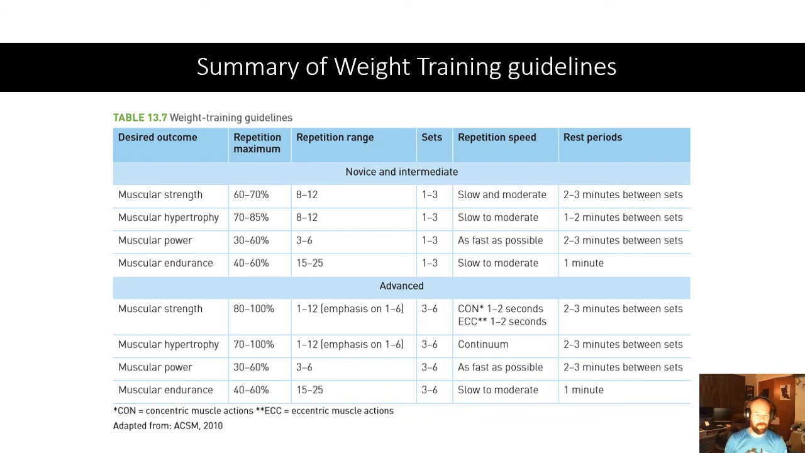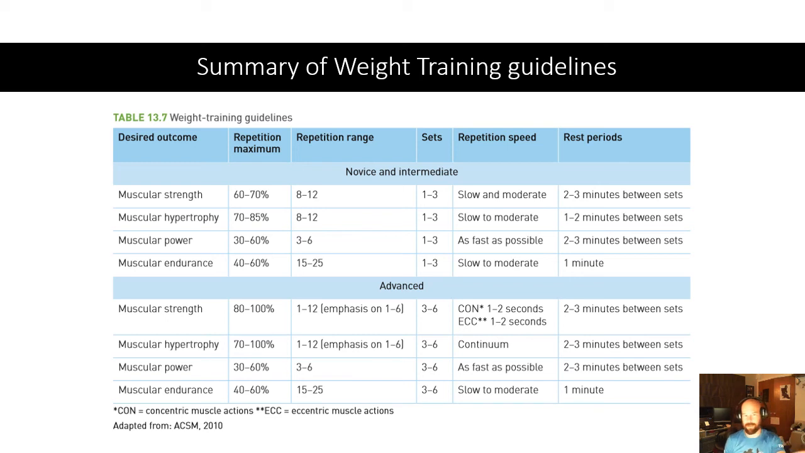So depending on the outcome that you want, do you want muscular hypertrophy? Hypertrophy means growing bigger. Do you want bigger muscles? So you should be doing somewhere between 70 and 85% of a repetition max. So 8 to 12 reps. You might do 1 to 3 sets, and they'll be slow to moderate speed, and you'll have a bit of rest in between. Okay, if you're looking at doing power, then you're doing a lot less, but you're also doing them as fast as possible.